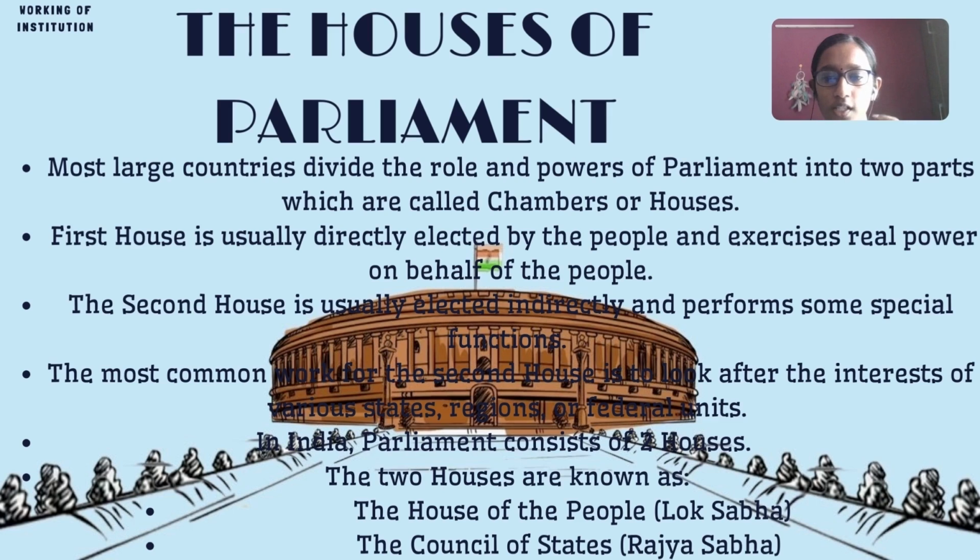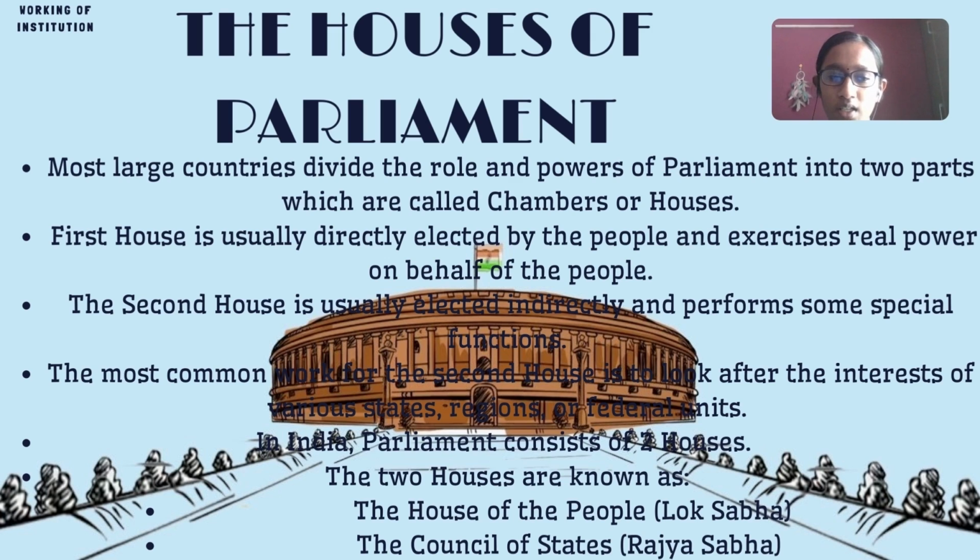The Houses of Parliament. Most large countries divide the role of the Parliament into two parts, which are called the chambers or the houses. The first house is usually directly elected by the people and exercises the power on behalf of the people. The second house is usually elected indirectly and performs some special functions. The most common work for the second house is to look after the interests of various states, regions, or the federal units.